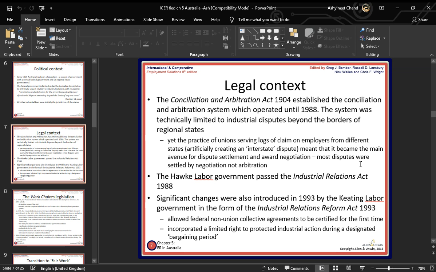Significant changes were also introduced in 1993 by the Keating Labour government in the form of the Industrial Relations Reform Act 1993. Now, what did this act do? This allowed non-union collective agreements to be certified federally for the first time, and incorporated a limited right to protected industrial action during a designated bargaining period.